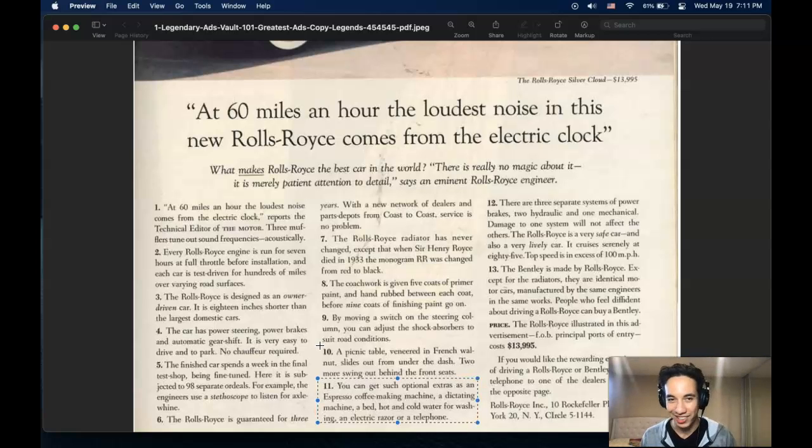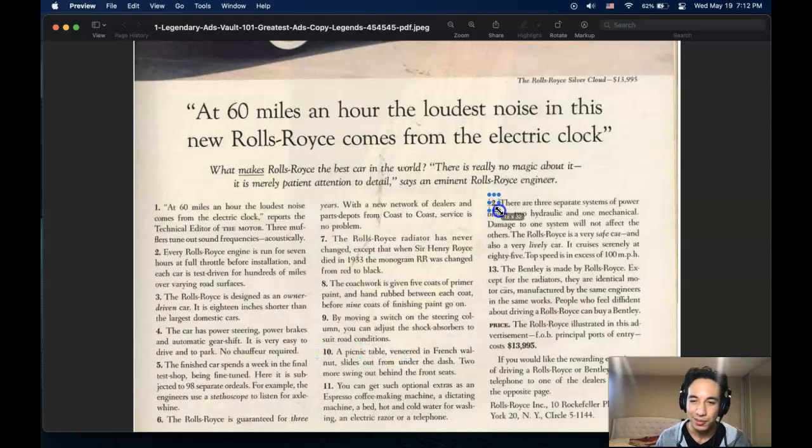I'm down for a picnic, and just give me a Rolls Royce, and I'm gonna ride that Rolls Royce down to a park to get a nice picnic with some espresso coffee making machine. A picnic table, I don't know, it just feels really random to me. Okay, well, people must have loved their picnic tables back then. All right, let's keep going.